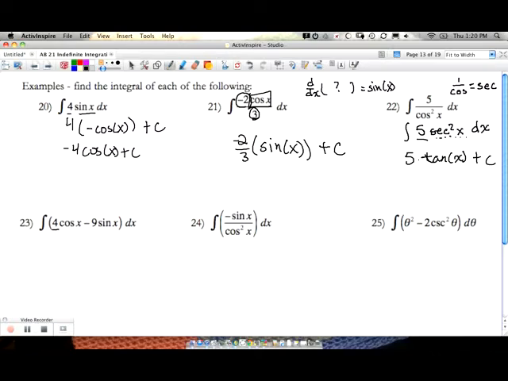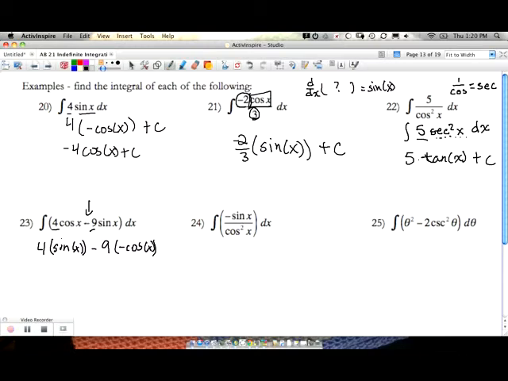Alright, now let's combine some ideas that we talked about before as far as constants. We got adding, subtracting, more constants. Let's start with the first one. So we have 4 times the antiderivative of cosine x, and then we're going to have minus 9 times the antiderivative of sine x. Well, the derivative of sine is cosine, so the antiderivative of cosine is sine. That one's pretty straightforward.